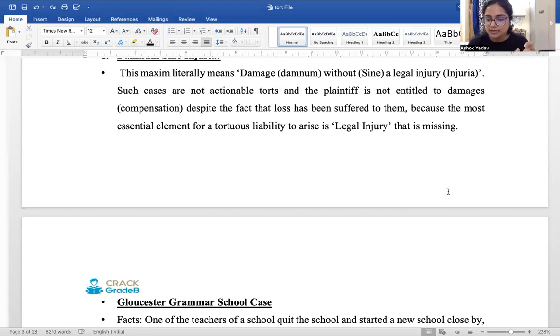See, there is a difference between the words damages and damage. When we say damage, it means some harm, some loss has occurred to you. But when we say damages, it means compensation, which is in monetary form, which you get from the court. So damage is some harm or loss suffered by the party, and damages is compensation from the court. You should know this difference.